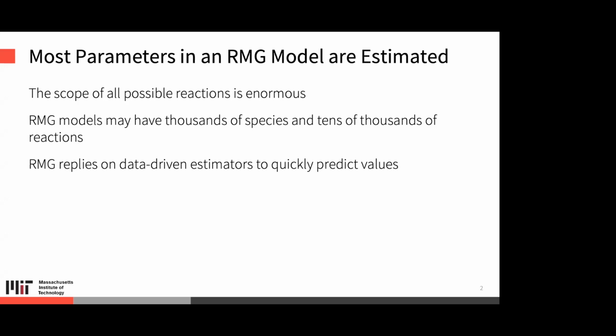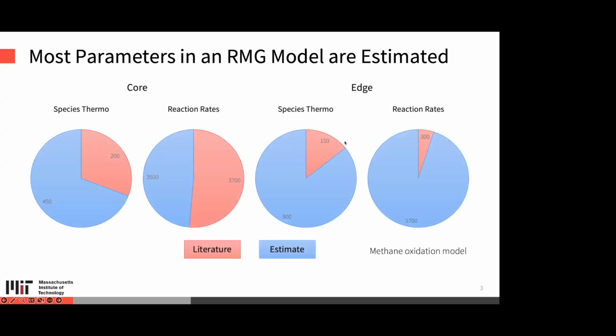So instead, RMG will use some simple data-driven estimator to quickly predict the values that are going to go into your mechanism. Just to give an example, this slide shows the distribution of values that came from literature versus those that came from being estimated by RMG. I believe this slide was designed by Max many years ago. He was a former PhD student, and it was just for one of his methane oxidation mechanisms. The main idea is that the mechanism has hundreds of species in the core, and it's approaching 10,000 reactions. And many of these values are estimated, especially so for the edge.